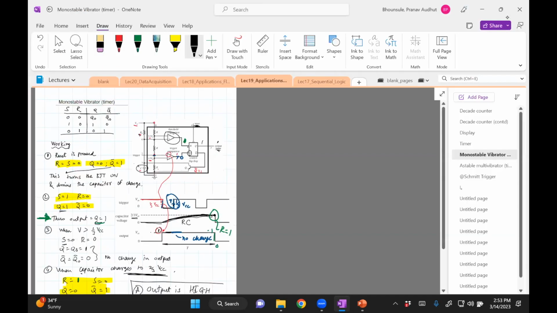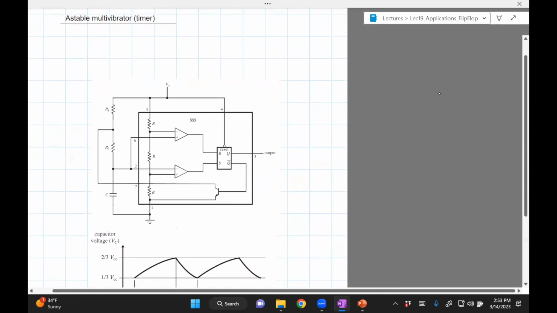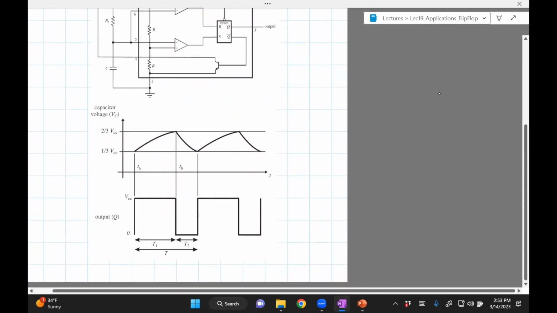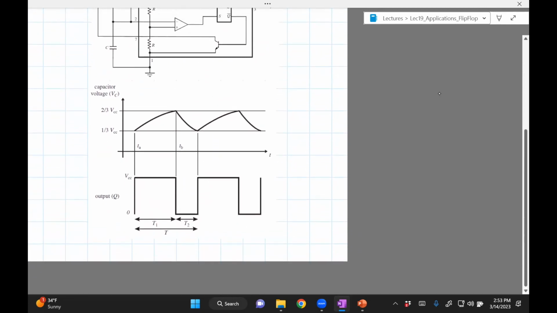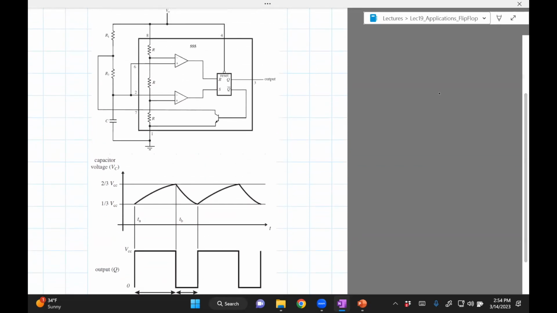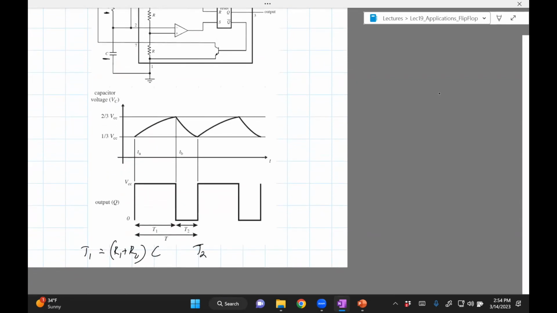Okay, the other one I'm not going to talk about in detail, but this is another configuration called the astable multivibrator. It basically has two time constants, T1 and T2. Okay, so T1 is R1 plus R2 times C. You can see that R1 is connected here, R2 is connected here into the capacitor. So it uses two resistors and one capacitor. This is the timing for T1. The timing for T2 is R2 C.